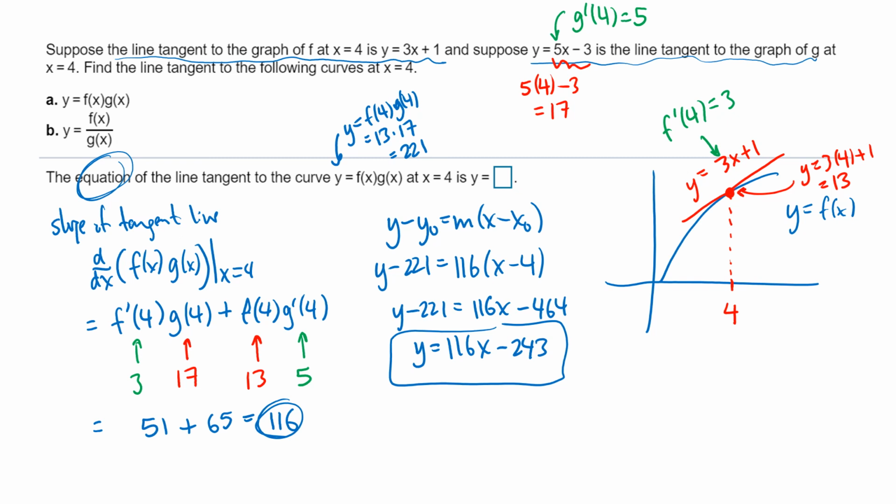So again, the subtle idea in this problem is that if they give you the equation of the tangent line, you can actually use that to figure out the slope and the y value of your function at that point. So hopefully once you realize that, you can use the quotient rule to work through part B. It's very, very similar.